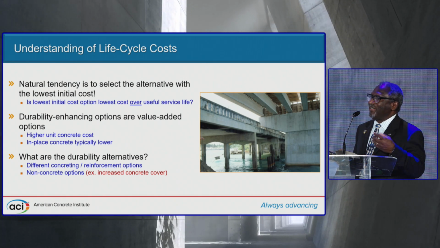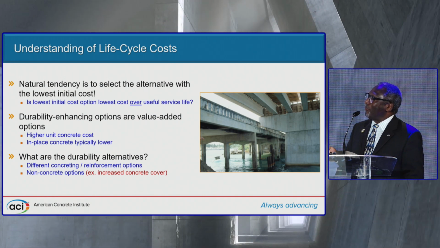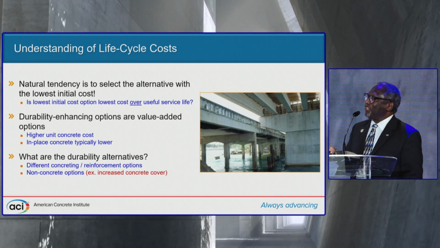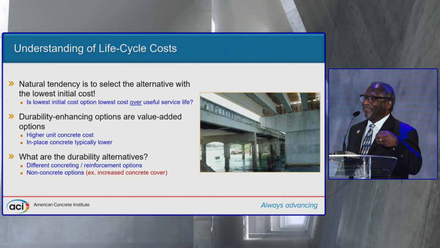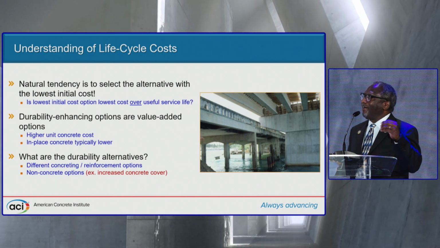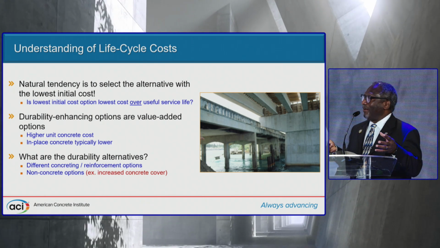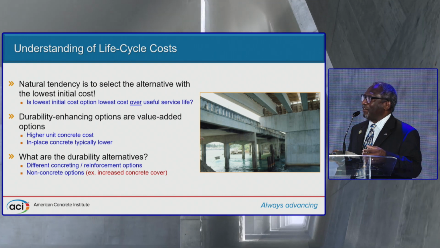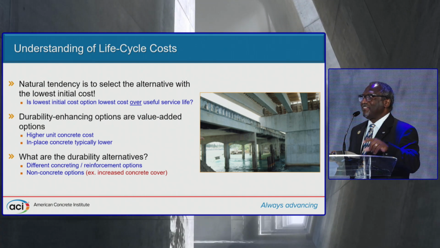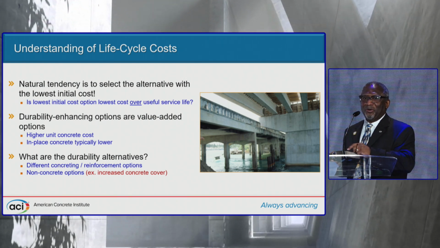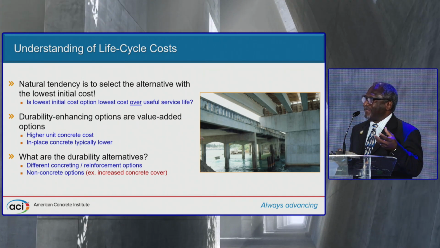Because a lot of times when we're designing for durability, what's going to happen is the durability enhancing options are essentially value added options. And as a result of that, they will have initial higher concrete cost. So if you take a cubic meter of concrete of the option with the durability enhancing materials, it will be higher. However, the in-place cost and the life cycle costs are typically much, much lower. So we need to be able to look at the life cycle costs in making decisions.